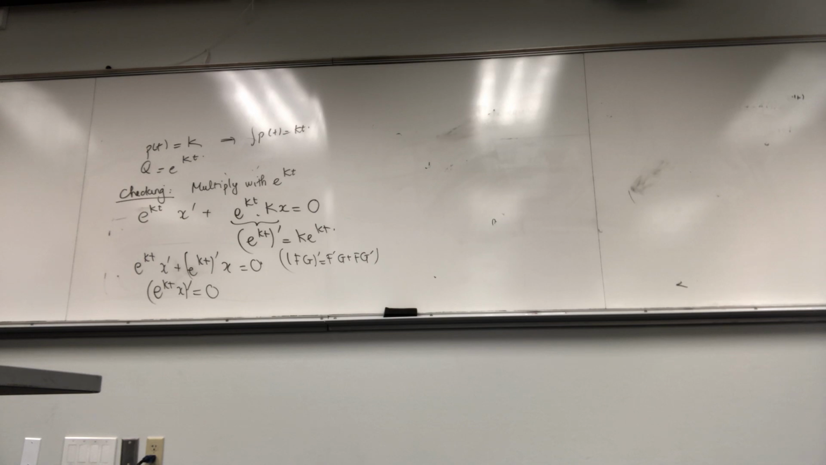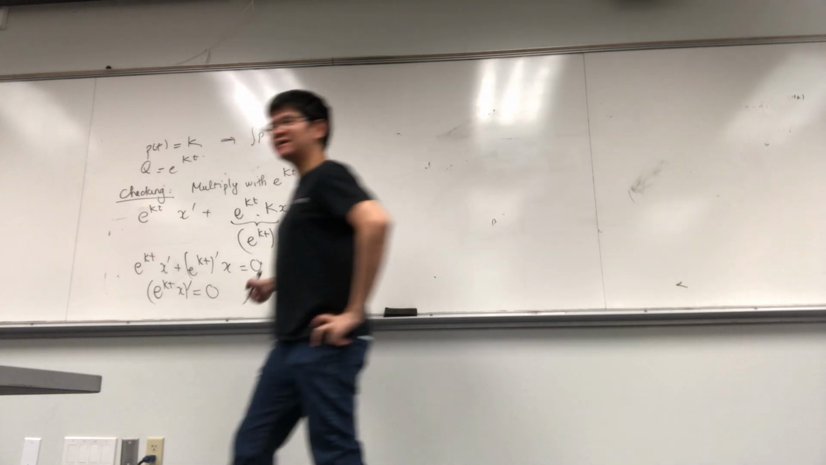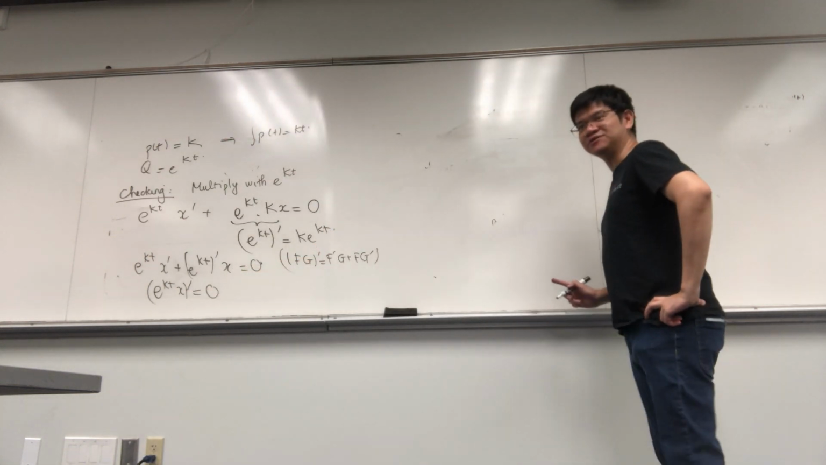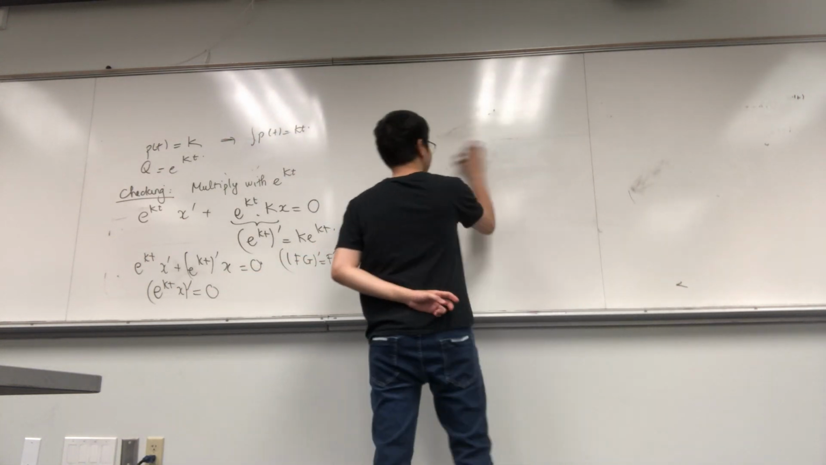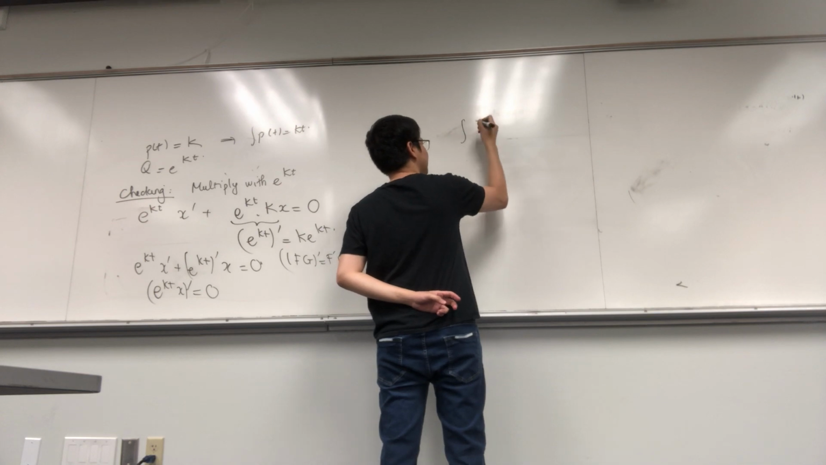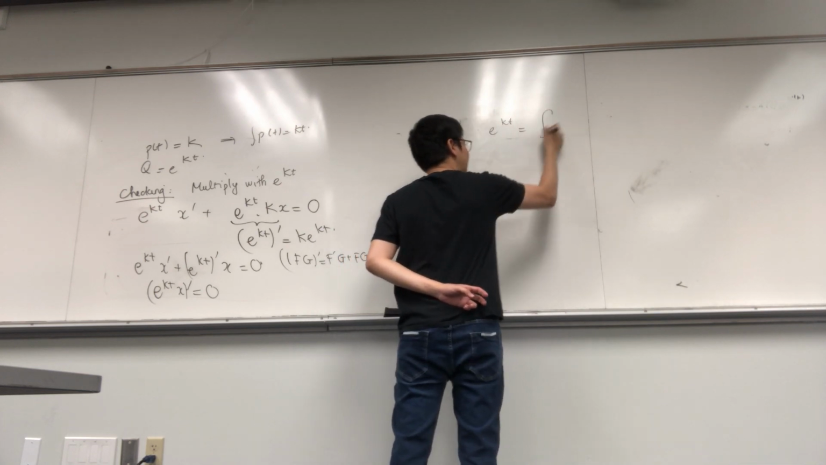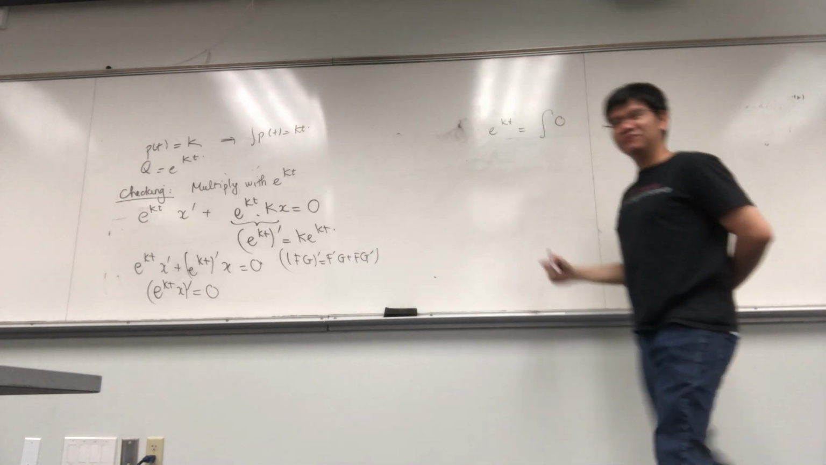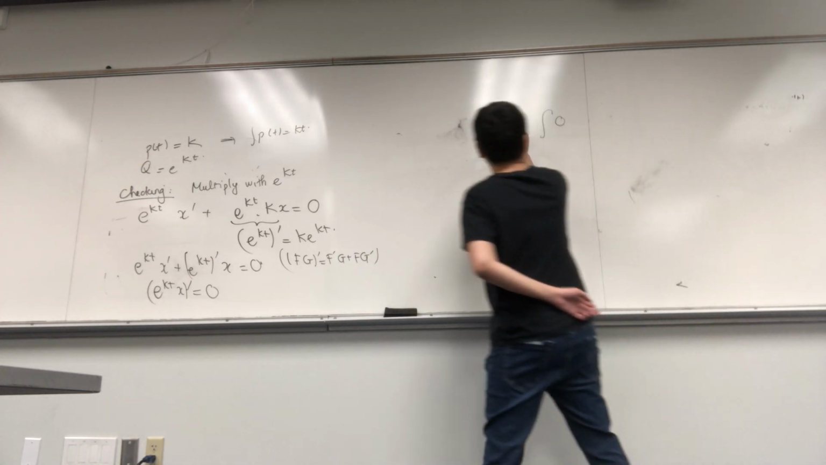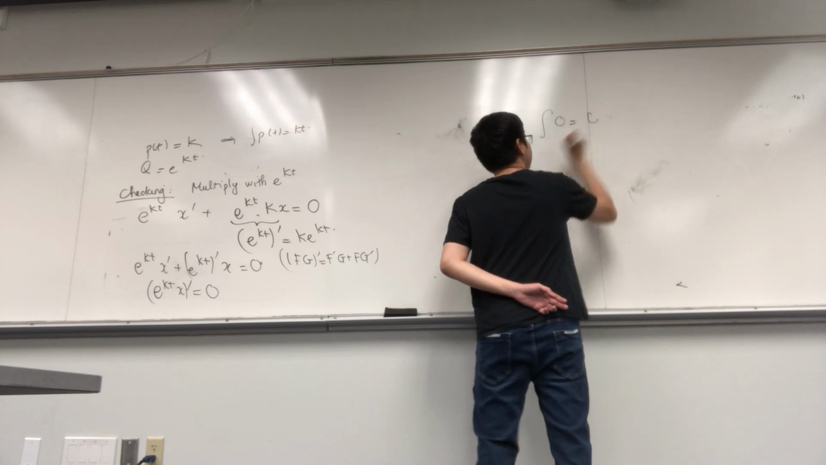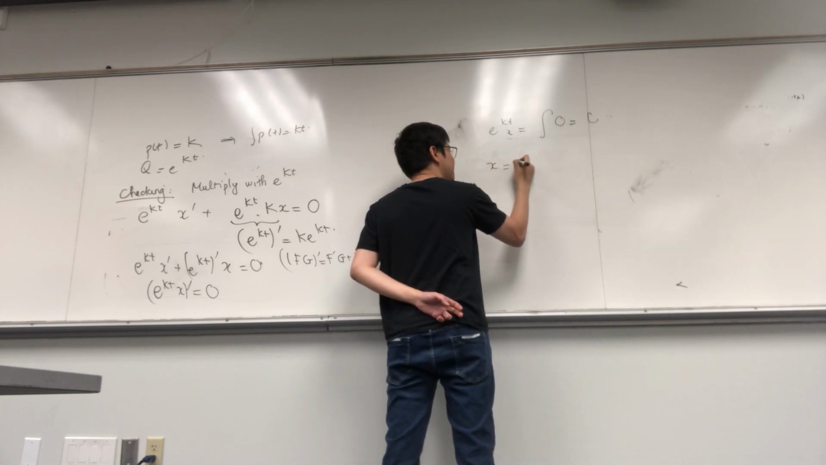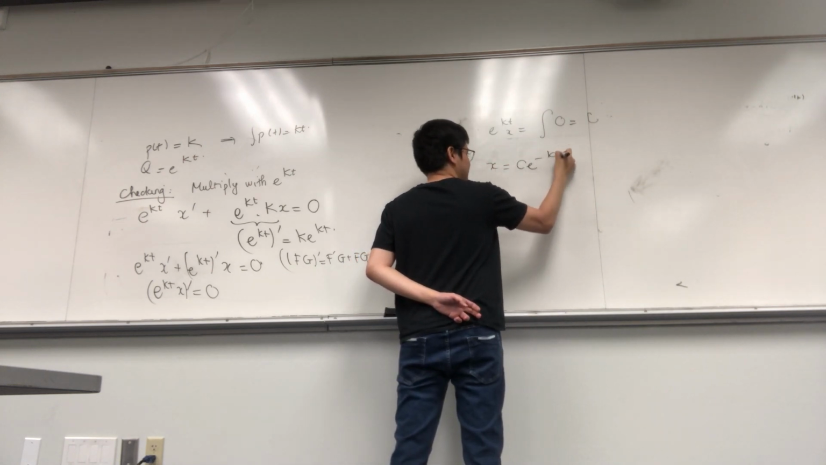X equals negative e. Yes, can you stay at the back of the paper, please? You're gonna take the antiderivative of 0, right? So you have e^(kt) x. e^(kt) x will be the antiderivative of 0, which is c. So x will be c e to the power minus kt.